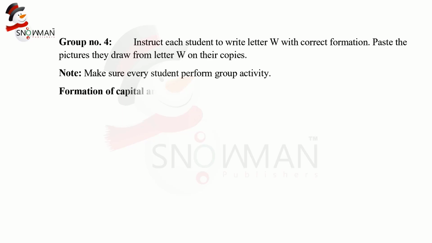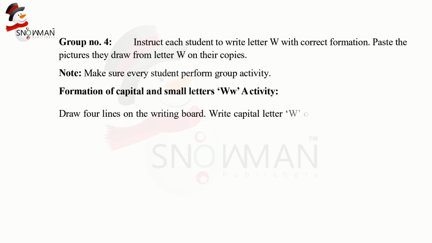Formation of capital and small letters W activity. Draw 4 lines on the writing board. Write capital letter W on the first 3 lines and give instructions.